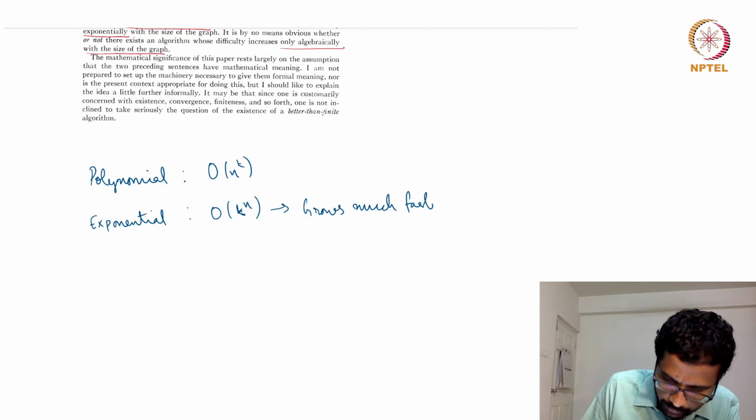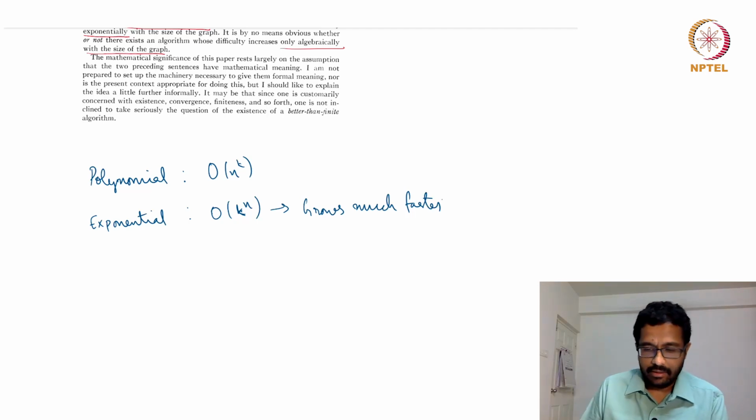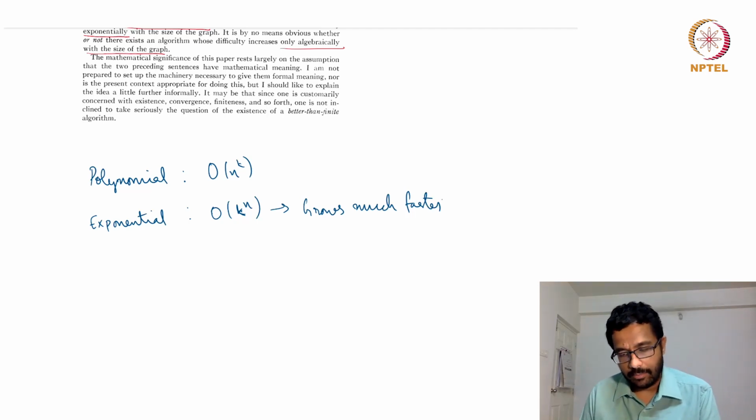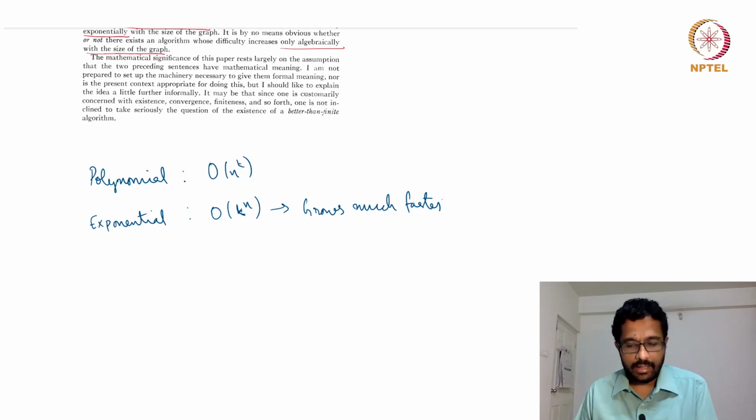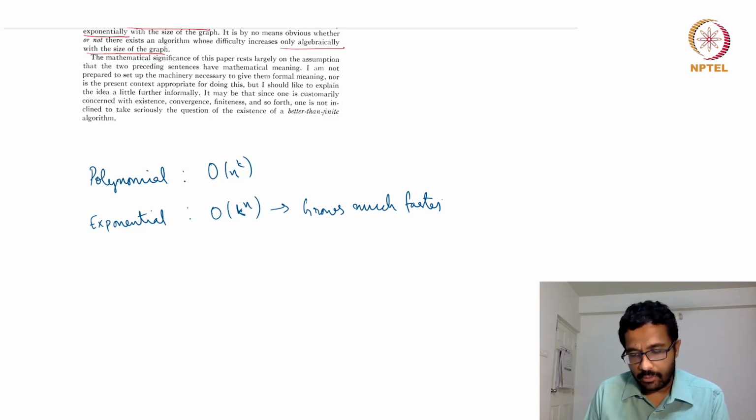So you can try for small k's, like n power k will grow much faster than k power n. Even the k's need not be the same. For whatever k that you pick, you can check that k power n grows much faster than n power k.